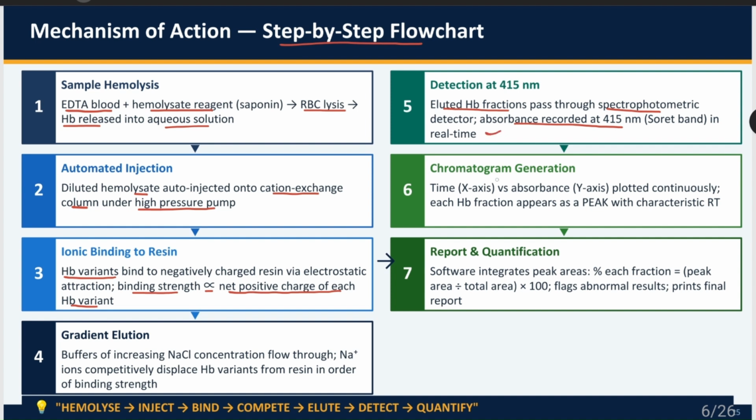Then the chromatogram is generated. The x-axis shows retention time and the y-axis is plotted for the absorbance. Each hemoglobin fraction appears as a peak with a characteristic retention time. That is, each hemoglobin fraction has a characteristic retention time that the machine knows.